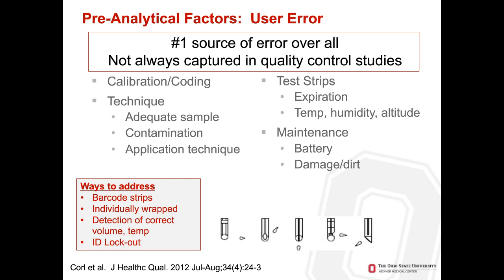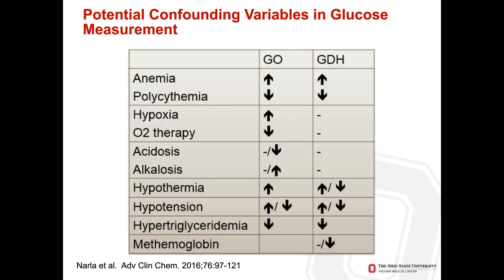And so here's a list of some potential confounding variables with respect to glucose measurement and how they might be relevant with the different assay testing enzymes. So glucose oxidase and glucose dehydrogenase can both be affected by changes in hemoglobin levels, both up or down. And glucose oxidase, in particular, because oxygen is important for the reaction itself, can be affected by oxygenation levels. Both superoxygenation, as can occur in patients who are undergoing cardiothoracic surgery, and during hypoxia. Acidosis and alkalosis, again, is part of this process.